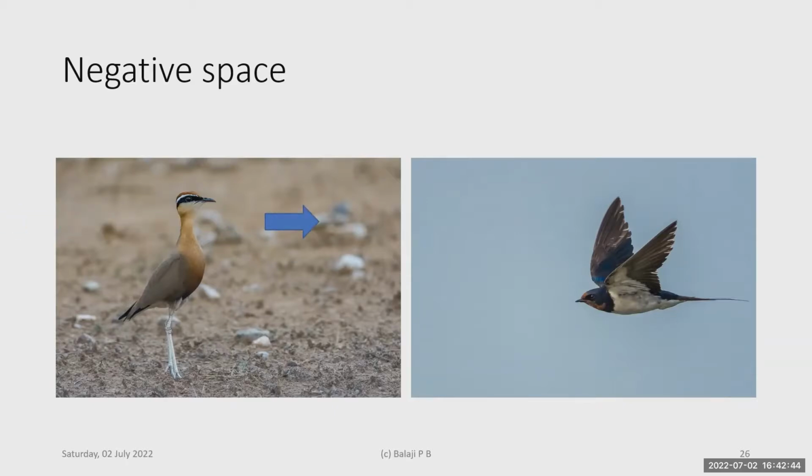I just put directions in which the bird was looking in this case, and here the direction towards which the bird is moving. So if we try to frame the subject entirely without giving the negative space, the picture will look very cramped. It looks like the bird is very cramped and doesn't have space to move. So it doesn't make for a very pleasing picture.